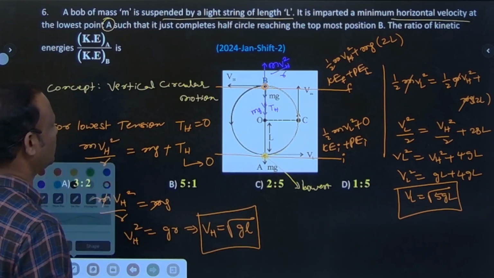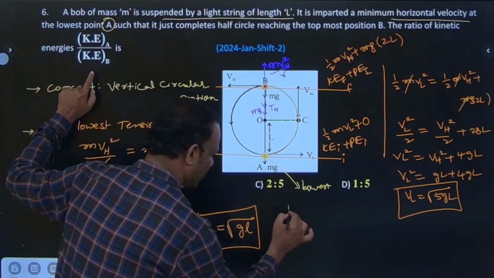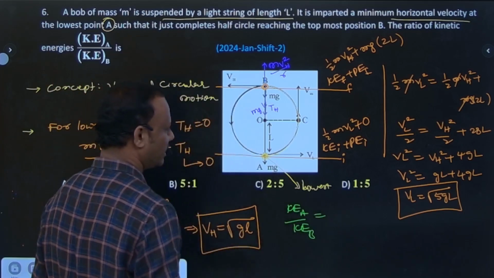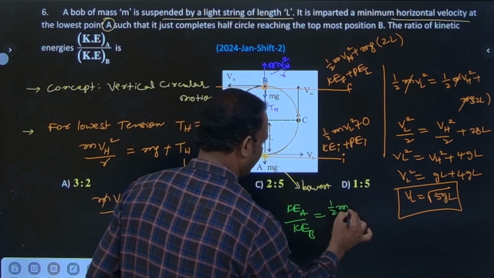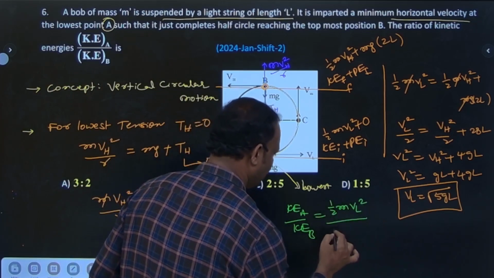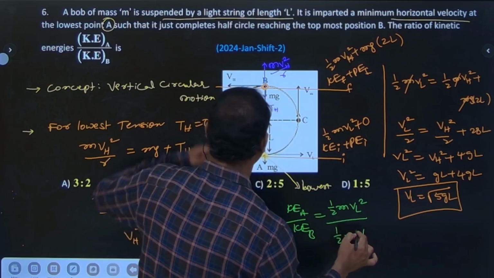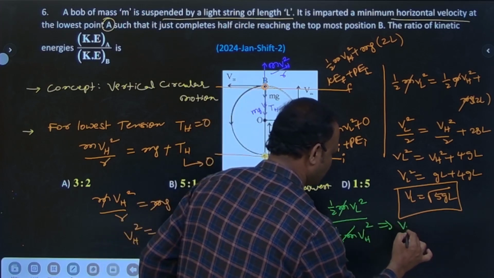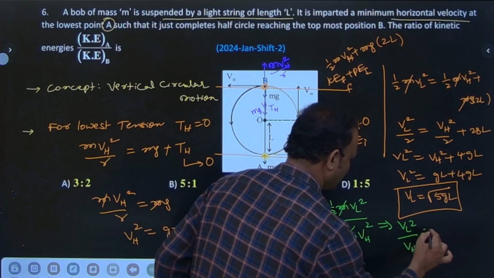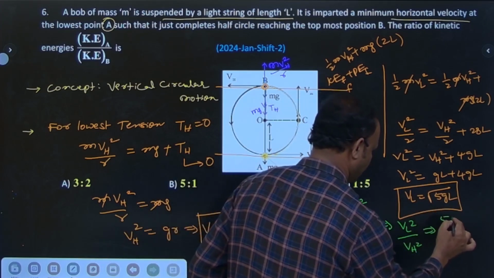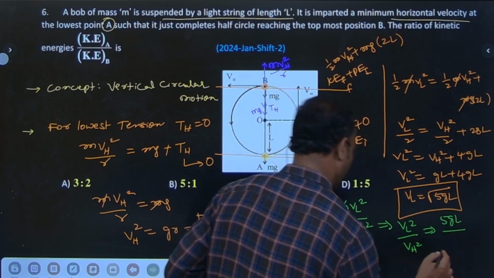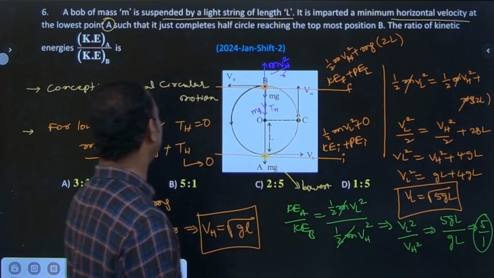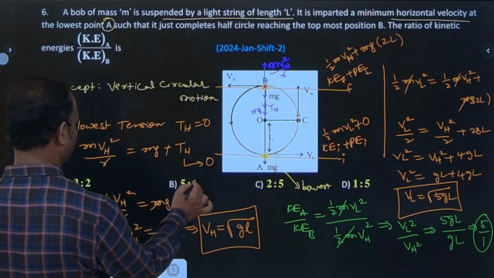So what's the given question? The ratio of kinetic energies, kinetic energy at A by kinetic energy at B. Kinetic energy at A is half m vL square. Kinetic energy at B is half m vH square, at the highest point. Half m cancels, so this becomes vL square by vH square. vL square is 5gL and vH square is gL. So this becomes 5:1. So option B is correct.